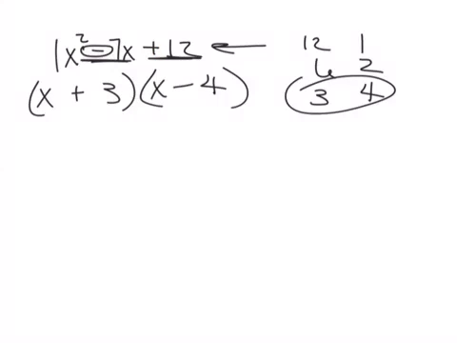So I'm going to have to make a little bit of a change here. What if I make this negative and this negative? Now when I multiply negative 3 times negative 4, I get a positive 12. And when I add negative 3 to negative 4, I get a negative 7. So there's my factor, x minus 3 and x minus 4, to this trinomial right here. Okay? So they will continue to get a little tricky here, so let's just keep going.